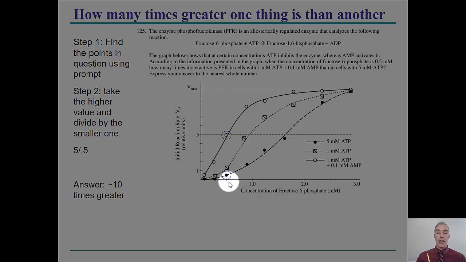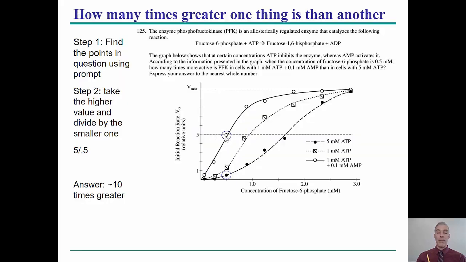So we look at that value, we go up to both lines at that point, and you can see here this one's 5 and this one's 0.5. We take 5 divided by 0.5, we get about 10 times greater in that case, okay? So that's how you do a question like that.